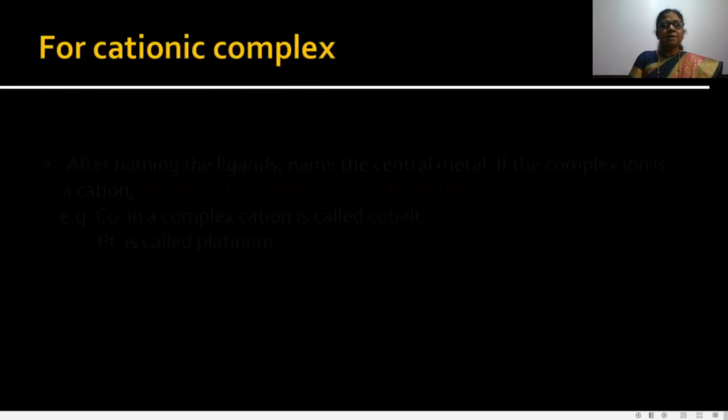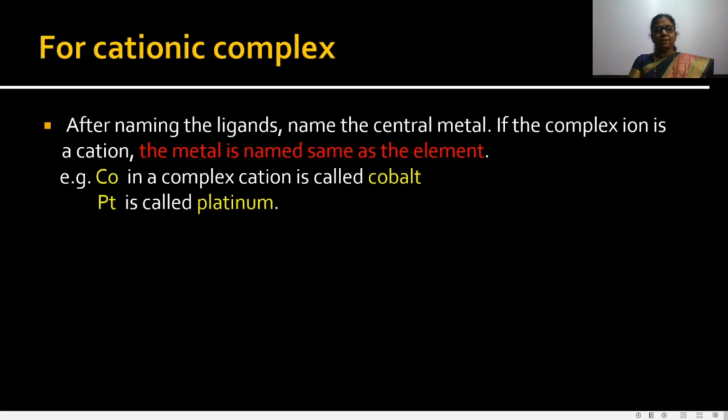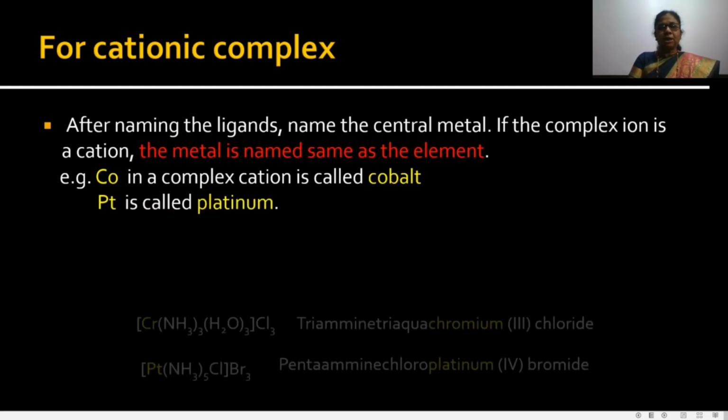Now see some examples for cationic complexes. In cationic complexes, after the naming of the ligands, name the central metal. If the complex ion is a cation, the metal is named the same as the element. For example, if the metal ion Co, cobalt, in a complex is a cation, then it is used as cobalt. Platinum is called platinum because this complex is a cationic complex.